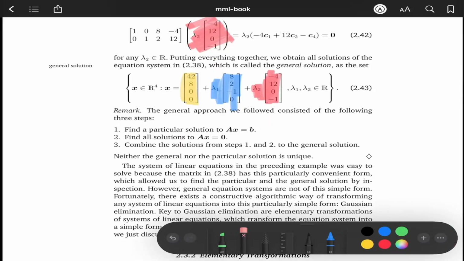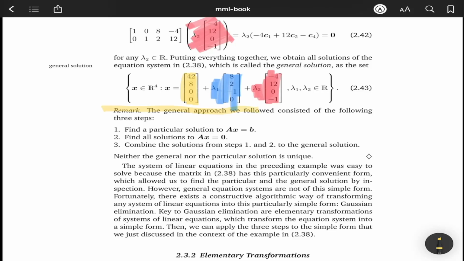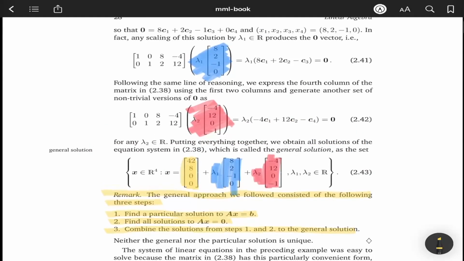Okay, so let's continue. Remark: the general approach we followed consisted of the following 3 steps. First, find a particular solution. Second, find all solutions to where the matrix times x equals 0. Third, combine the solutions from step 1 and 2 to the general solution.